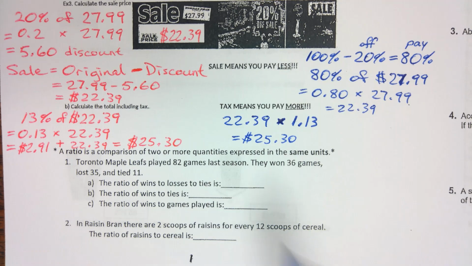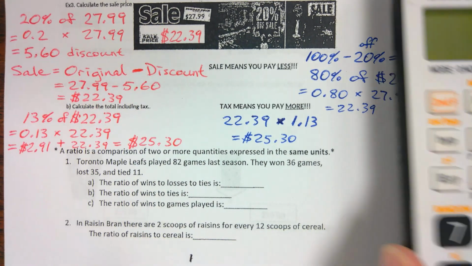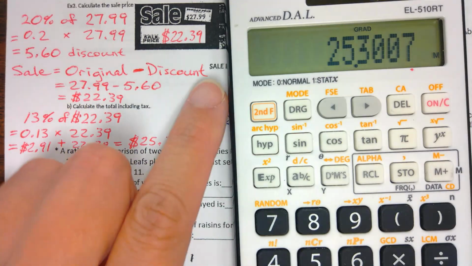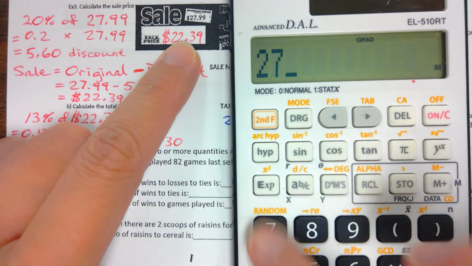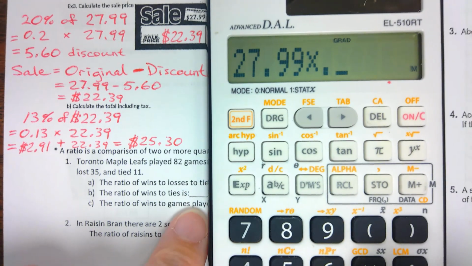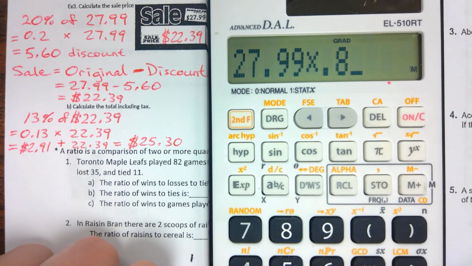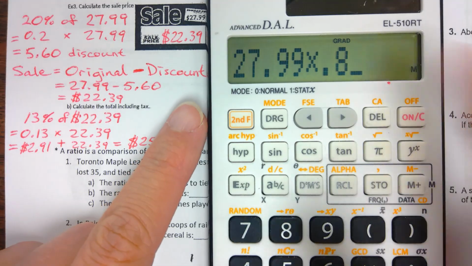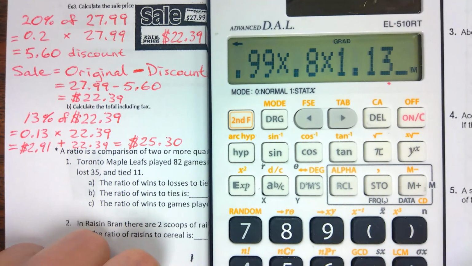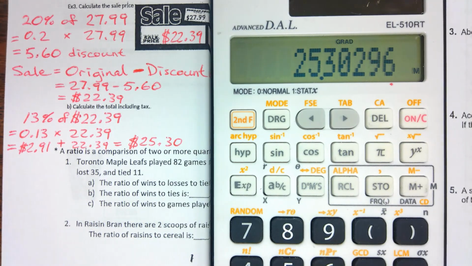So again, if I see this question on the test and it doesn't tell me to show all this, this is what I would just do. 27.99, 20% off, so I'm going to times it by 0.8 to get the discounted price. Then I'm going to times it by 1.13 to get the tax. And I get my answer in one step.